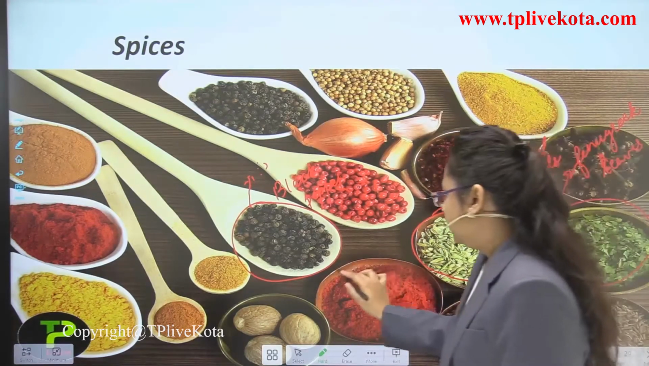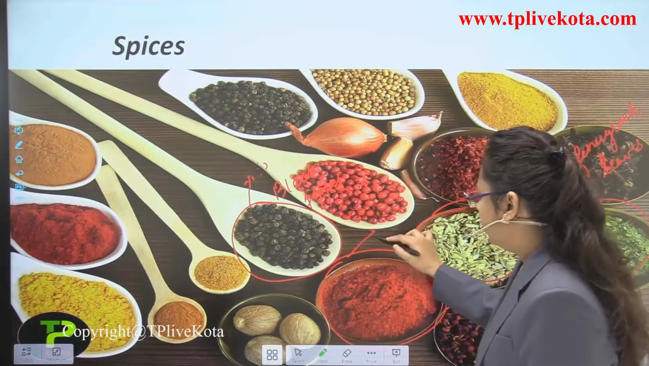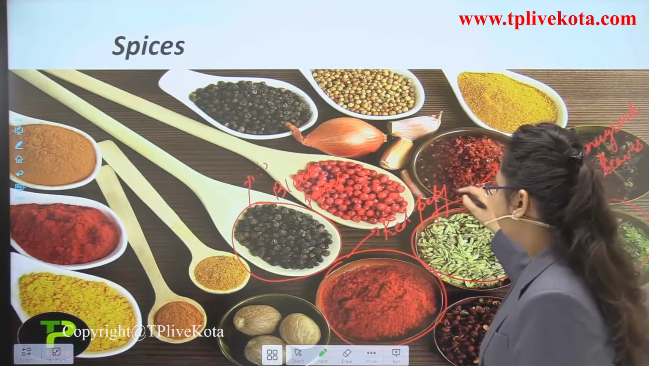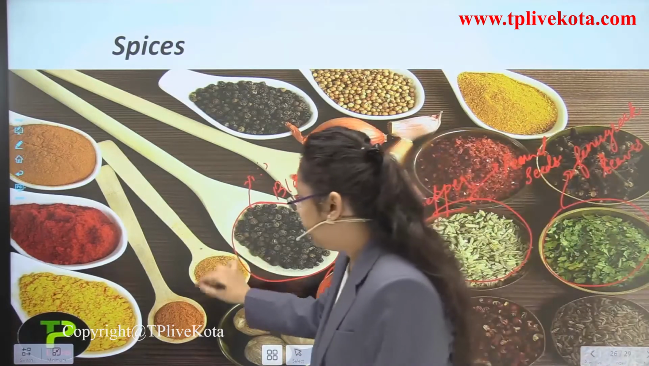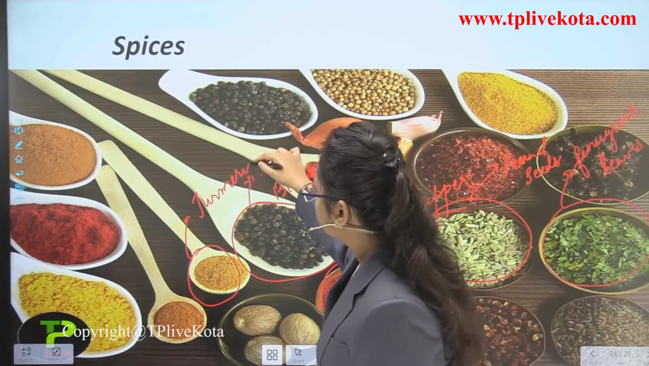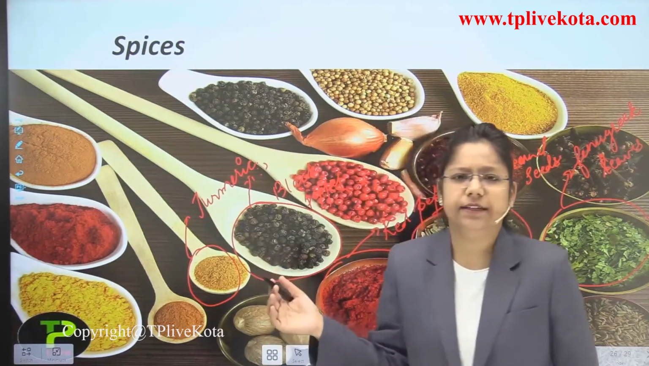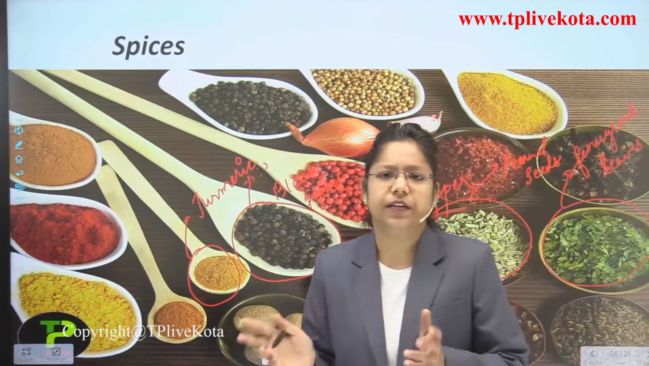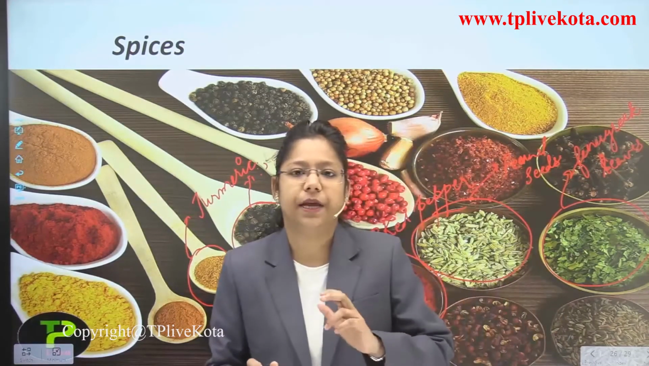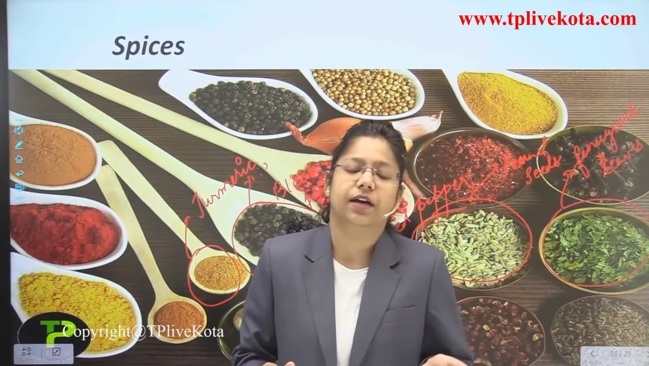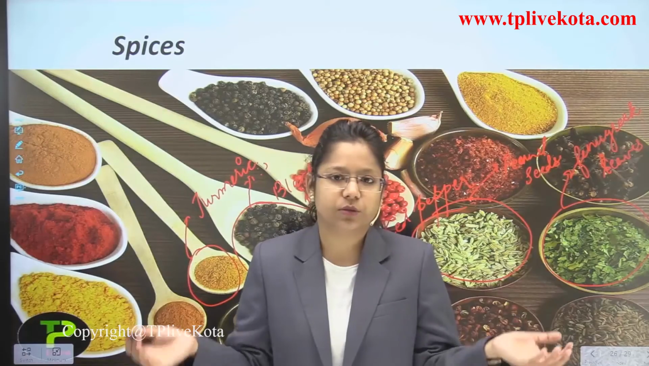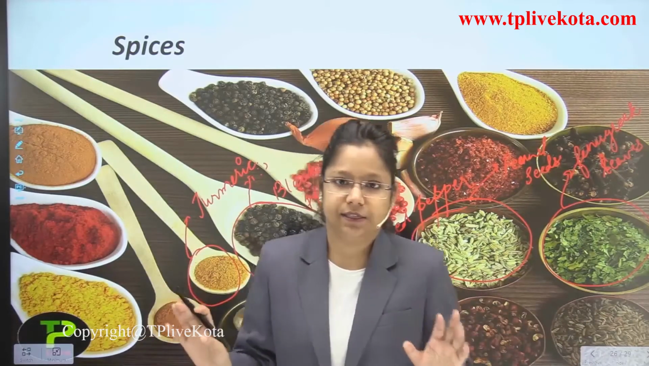The red pepper. You can see here turmeric and many more are present. So you should learn some of the names and remember this thing: if a plant part is providing palatability to the food, then it is counted in spices. They can be a leaf part, a stem part, roots, anything else.